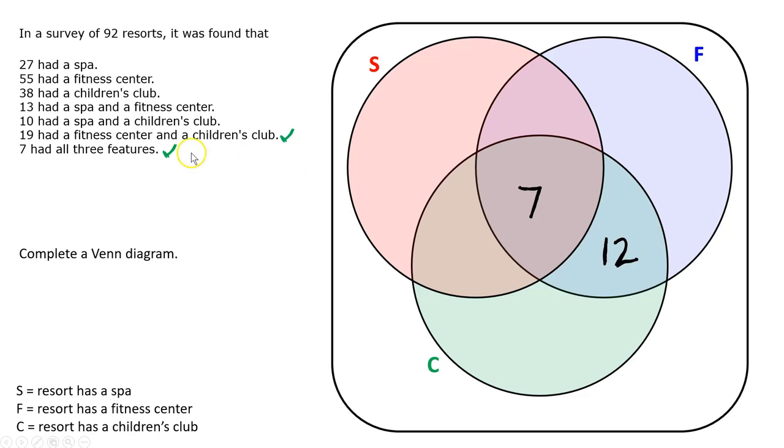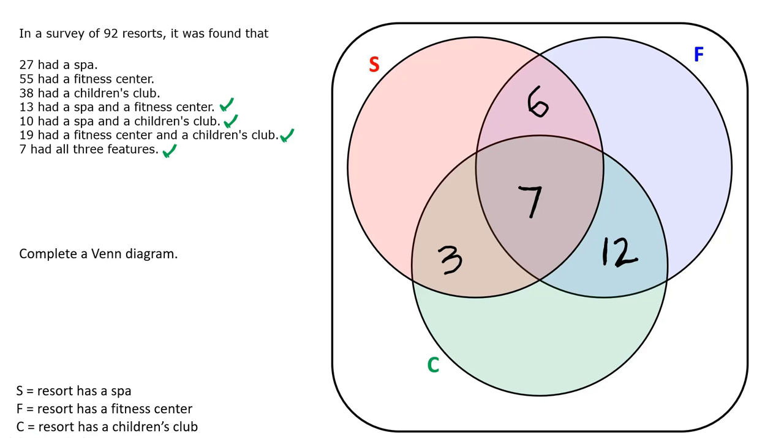I did it the same way with the other ones. 10 had a spa and a children's club, so we're looking at these 2 circles. This total overlap should be 10. Since 7 of it is already in the overlap with all 3 circles, that means 3 is only going to be the overlap area of the 2 circles S and C. And 13 had a spa and a fitness center, so looking at circles S and F, again this total overlap should be 13. 7 is in the region where all 3 overlap, so that means I should have 6 up here.